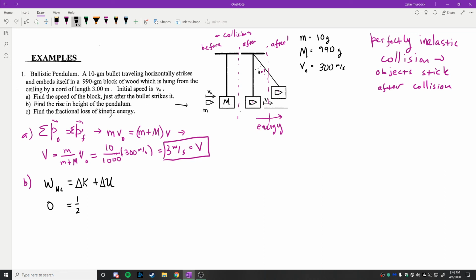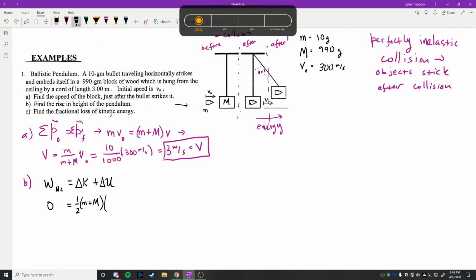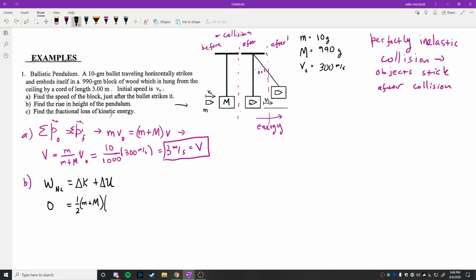This is going to be 1/2. Our mass is now m plus M, so this is the total mass multiplied by the change in speed. So this is going to be final velocity. What's the velocity here going to be? Well, this is where we're supposed to use our information about how systems like this work. So first thing I'm going to do is say this is going to be y equal to 0.